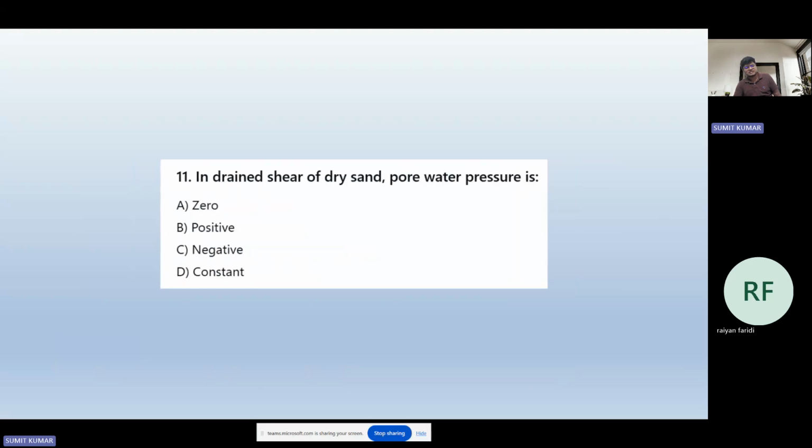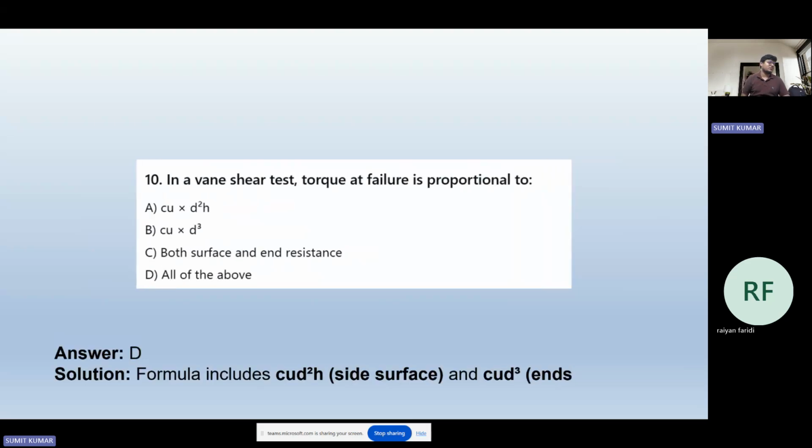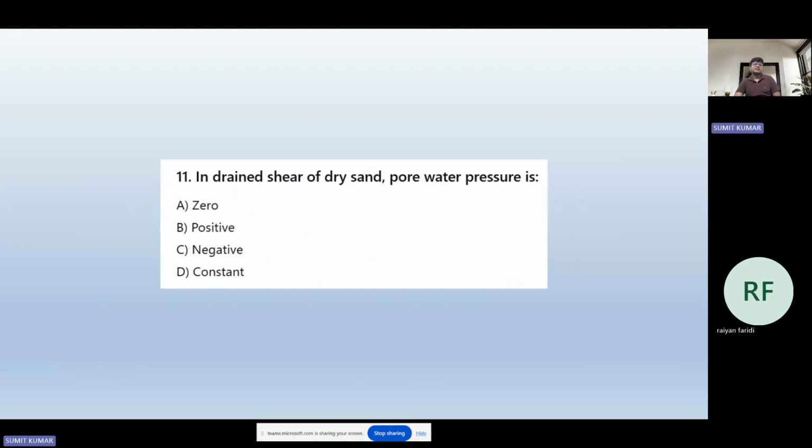Both surface and in resistance. It is from the two sides, from both bottom and top, so the relation becomes different. From the bottom only, the relation becomes slightly different. In the drained shear of dry sand, the pore water pressure is 0, positive, negative, or constant.